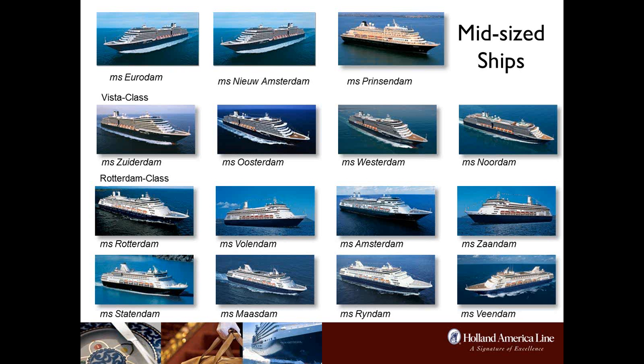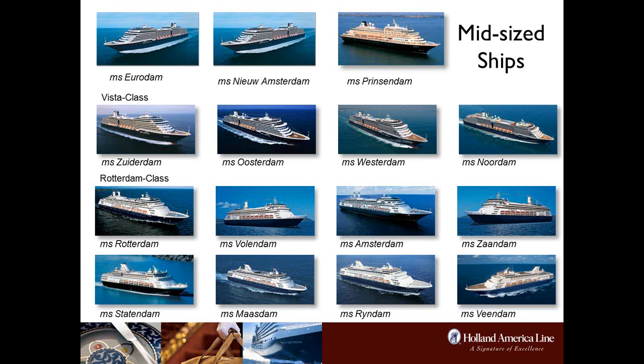are very, very similar. Then we have our new ships for the new millennium. In early 2000 we launched our Vista class ships. That's the Zuiderdam, Oosterdam, Westerdam and Noordam. The easiest way to remember those ships is the positions of the Dutch compass: Noordam, Oosterdam, Zuiderdam and Westerdam. North, east, south and west, of course.